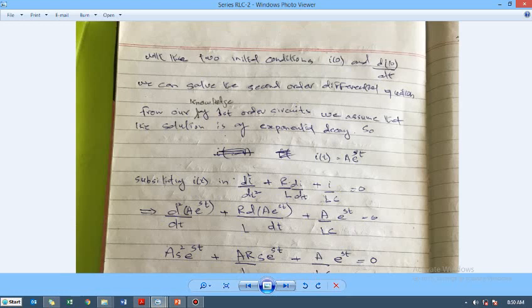From our knowledge of first order circuits, we assume that the solution is an exponential decay. So we are just assuming the shape of the current. From our initial knowledge of first order circuits, we know that this current is going to decay in the form of an exponential decay.